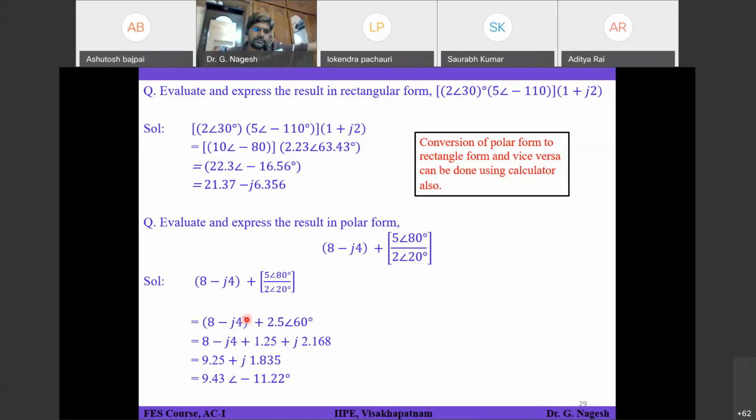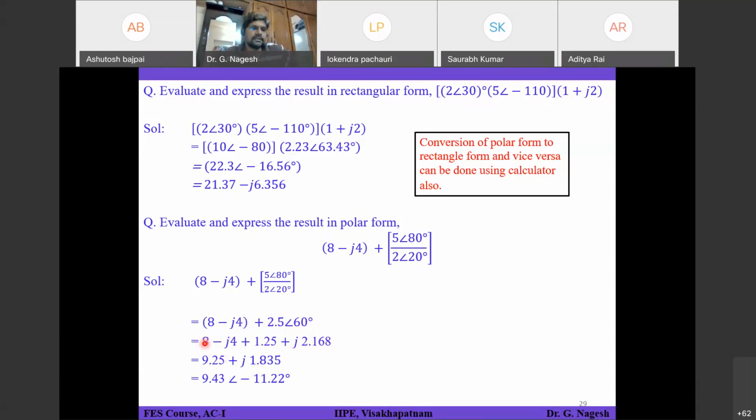Since you want to add, better to convert this polar form back into a rectangular form. So 2.5 into cos 60. Cos 60 will be 1 by 2. So if you do that, you will get 1.25 plus j 2.5 into sine 60. Accordingly, you will get 2.168. That's all. After that, you simply add the real terms.